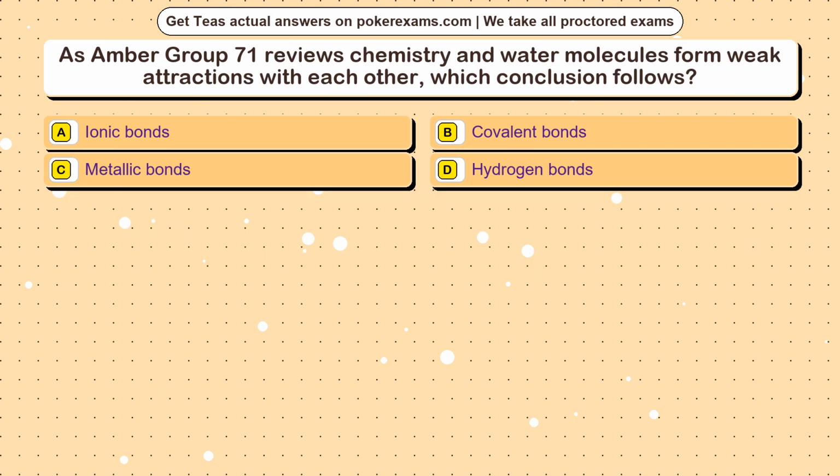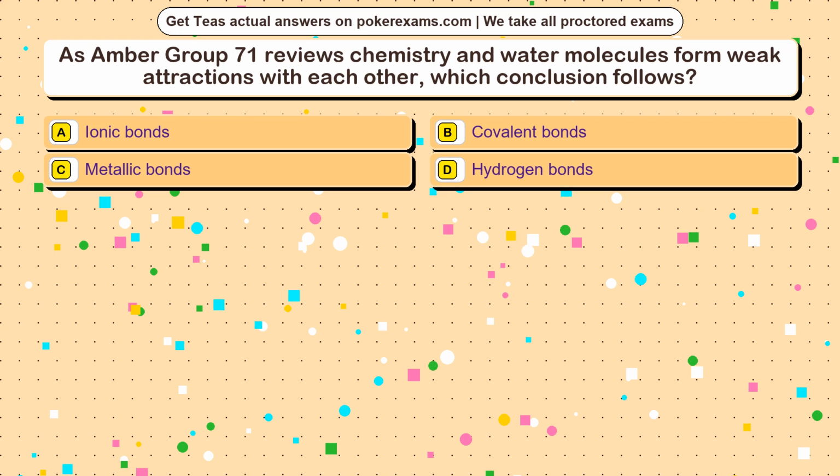Question 19. As Amber Group 71 reviews chemistry and water molecules form weak attractions with each other, which conclusion follows? Option A, ionic bonds. Option B, covalent bonds. Option C, metallic bonds. Option D, hydrogen bonds.